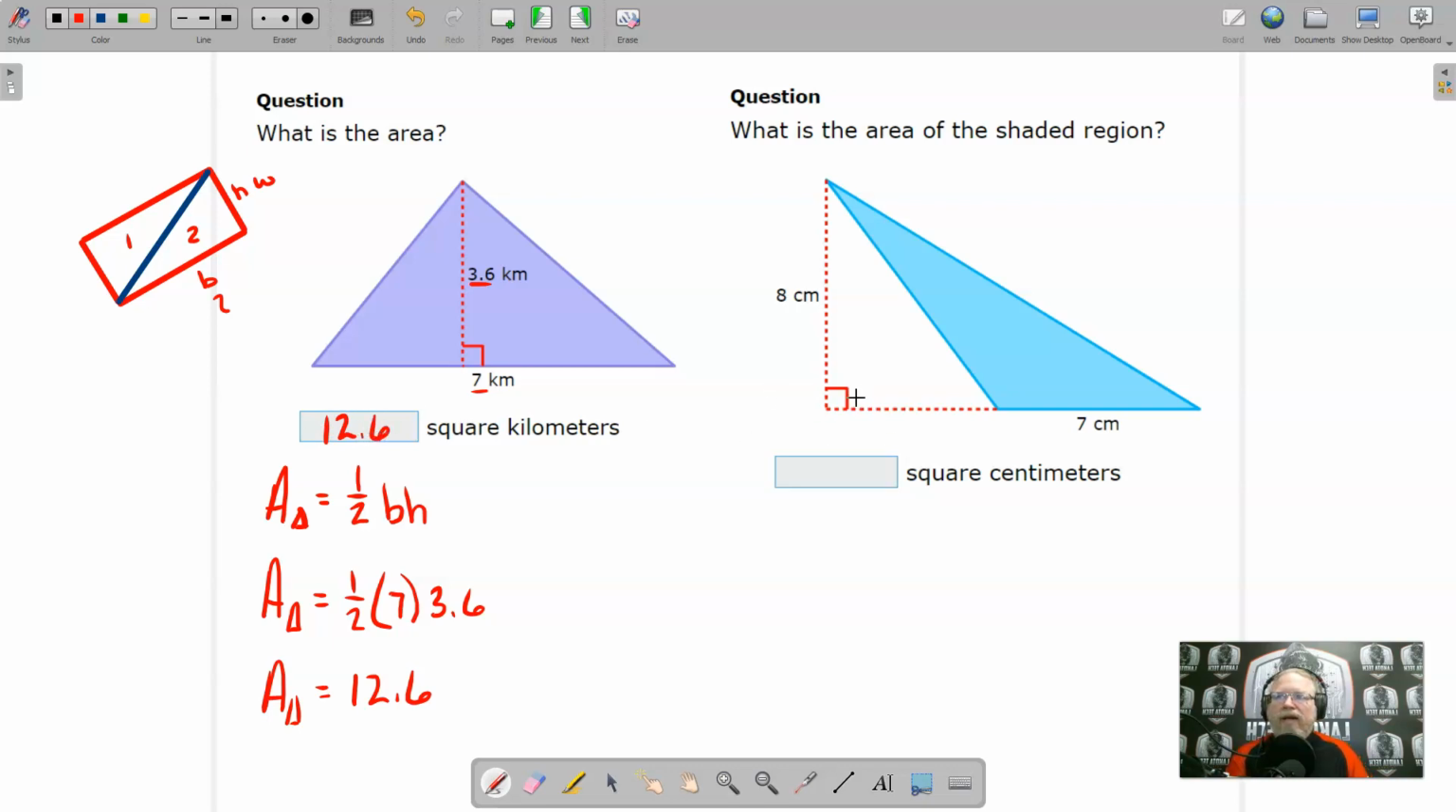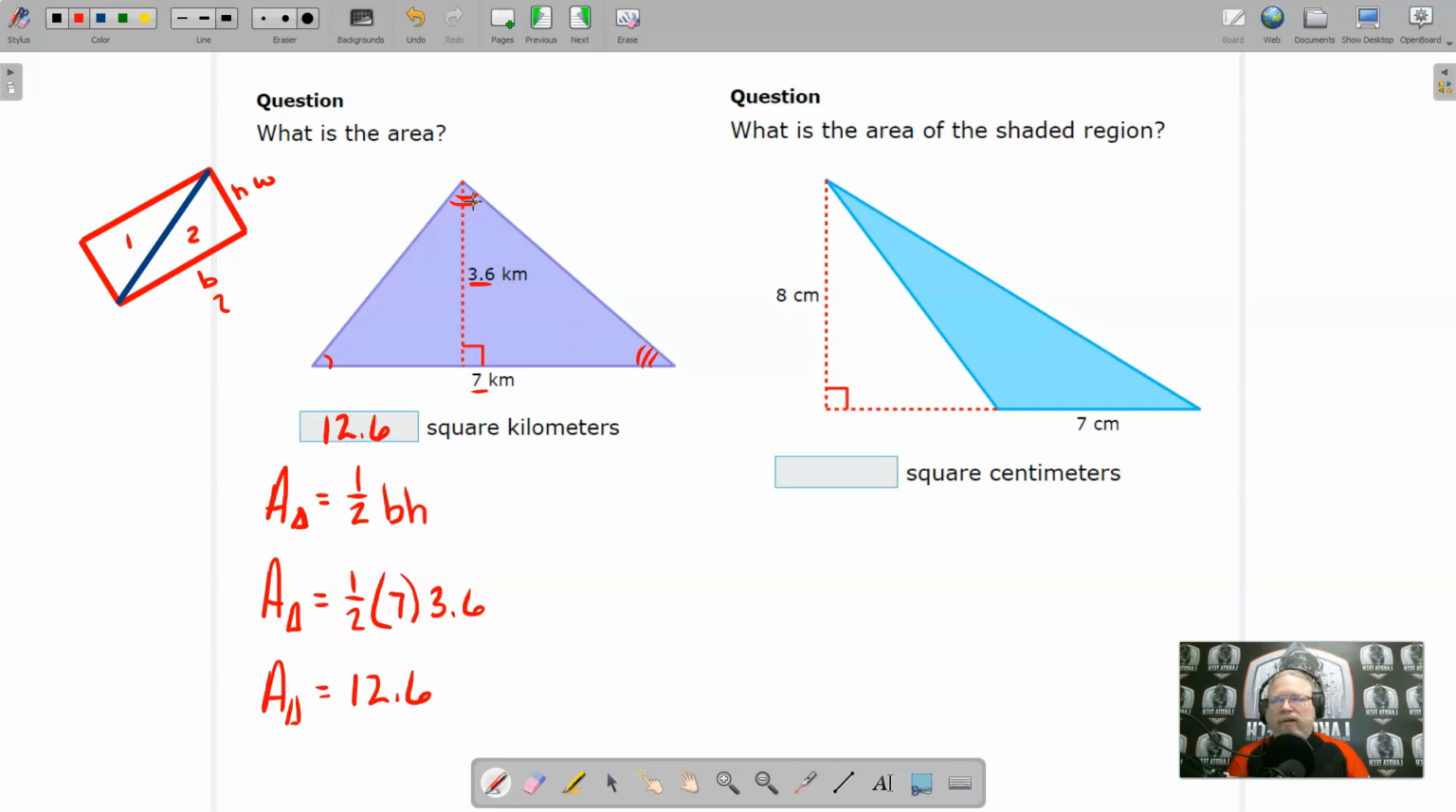Now on the next triangle, you'll see that the height is actually outside of the triangle. And the reason for that is that this is an acute triangle, that is to say that all these angles here, each of them are less than 90 degrees. So this is an acute triangle.